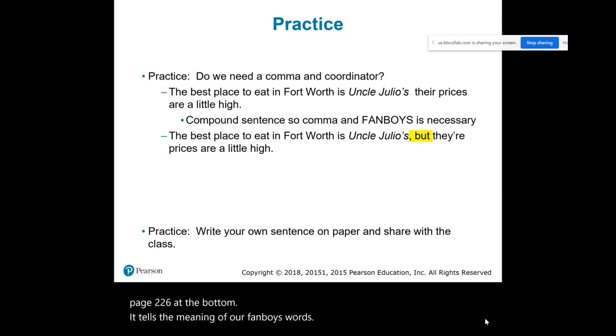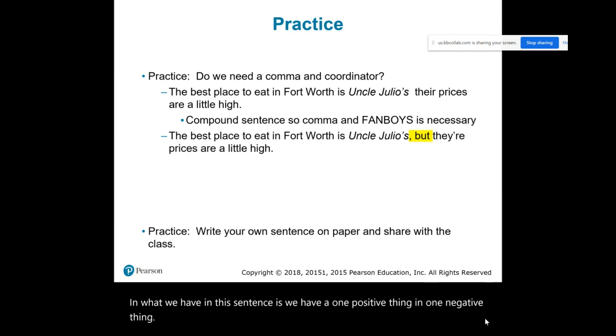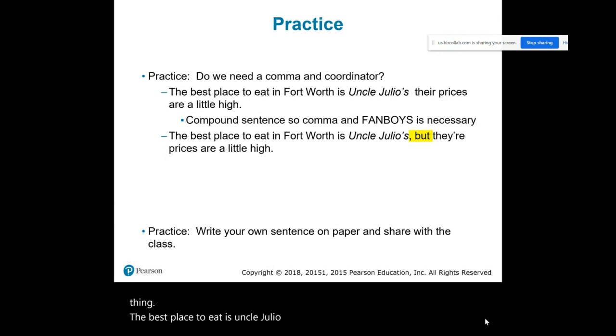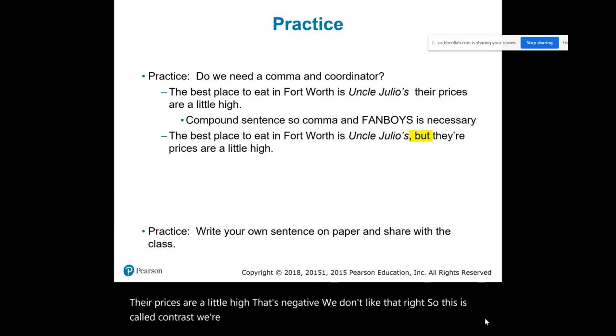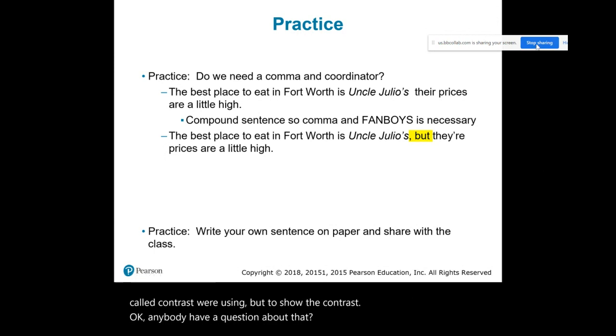And what we have in this sentence is one positive thing and one negative thing. The best place to eat is Uncle Julio's. That's positive. Their prices are a little high. Oh, that's negative. We don't like that, right? So this is called contrast. We're using but to show the contrast. Anybody have a question about that? No, teacher.